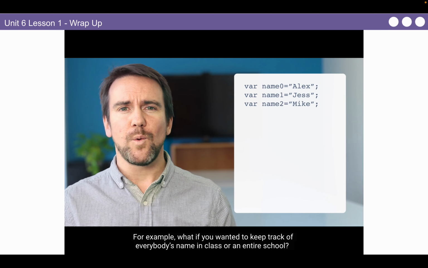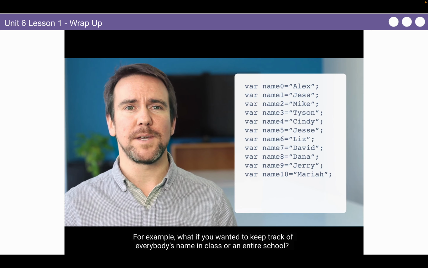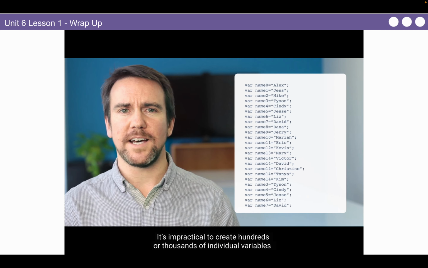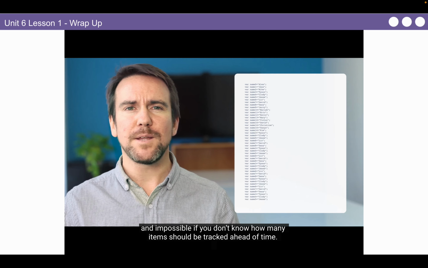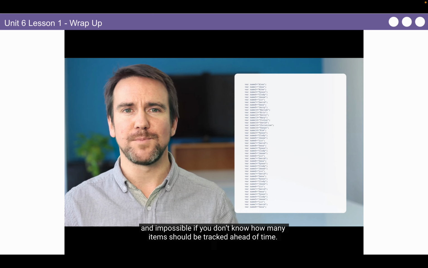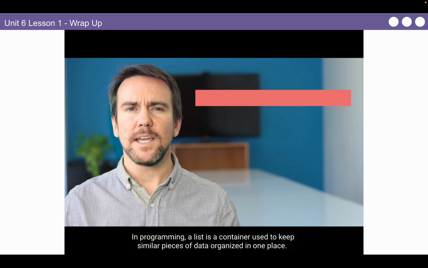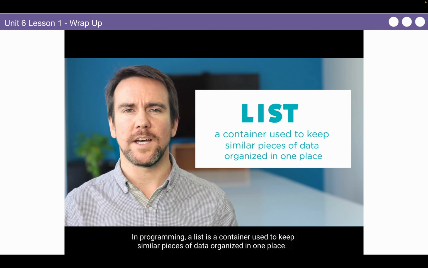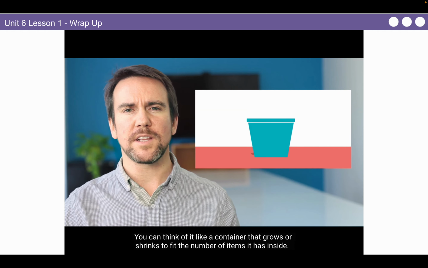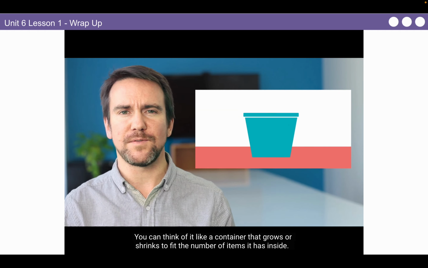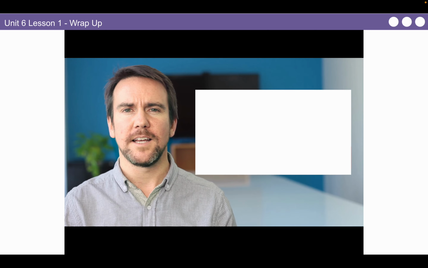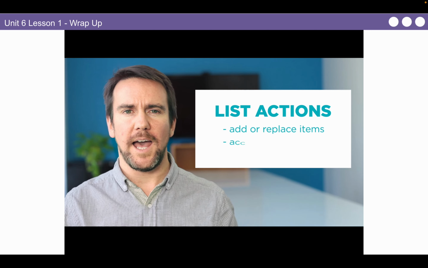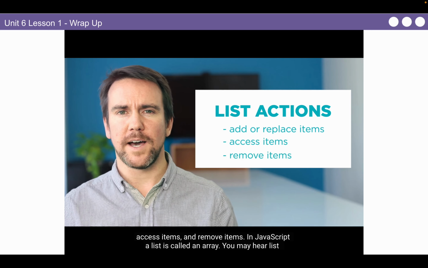For example, what if you wanted to keep track of everybody's name in class or an entire school? It's impractical to create hundreds or thousands of individual variables, and impossible if you don't know how many items should be tracked ahead of time. In programming, a list is a container used to keep similar pieces of data organized in one place. You can think of it like a container that grows or shrinks to fit the number of items it has inside. The main things you can do to a list are add or replace items, access items, and remove items.